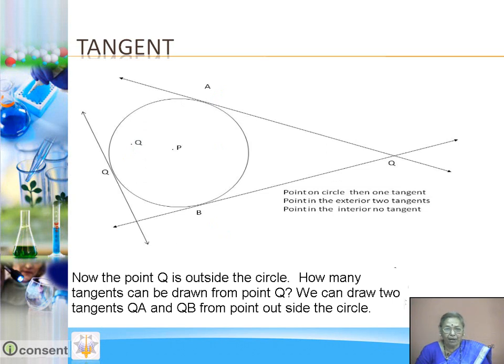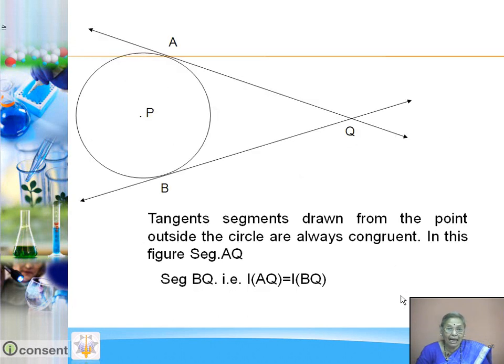Look at the diagram. This diagram will tell you that you can draw two tangents to the circle from the point outside the circle. In this diagram, QA and QB are two tangents drawn to the given circle. Here, if you measure the lengths of the line segments, remember that you have to measure the distance of the tangent segments.